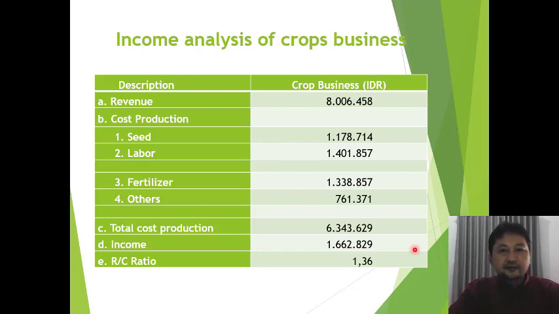We can see the result of the study. Firstly, we analyze the income of crop business in the table. The revenue from crop business in one cycle is 8 million point 006, and the total cost of production is 6 million point 343, and then we calculate income of 1 million point 662, and we calculate the revenue and cost ratio, 1.36 for the crop business.